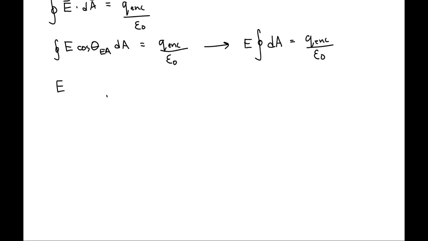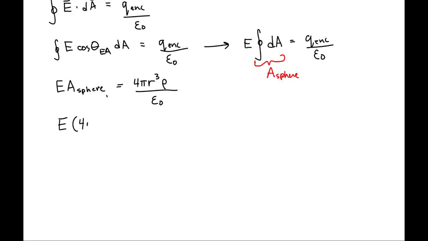We have the electric field. This integral of the surface differential ends up being equal to the area of the sphere. So let's write that, the area of the Gaussian sphere. And this is equal to Q enclosed, which we said is 4 pi r cubed rho, and this is divided by epsilon naught. Well, the area of the sphere is just 4 pi r squared for our Gaussian sphere, and this is equal to 4 pi r cubed rho.